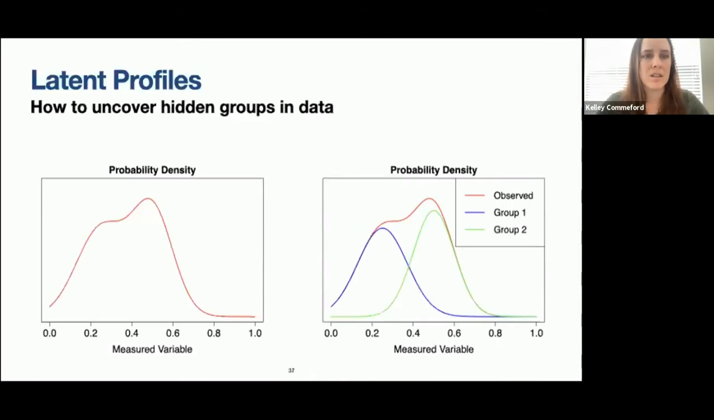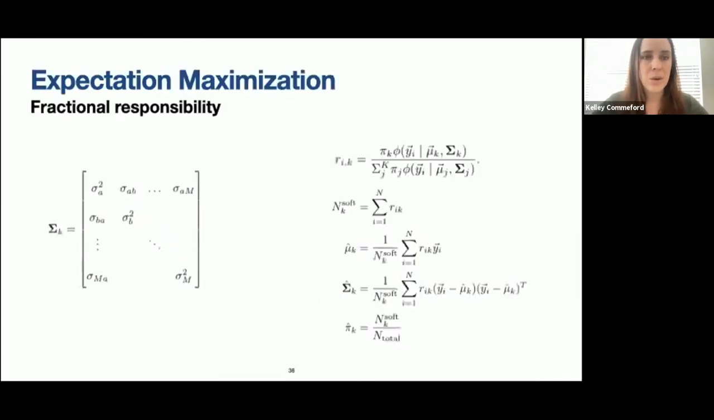So what latent profile analysis does is it helps us uncover hidden groups in our data. So if, say, we measured a variable and it gave us this red curve on the left, latent profile analysis says, hang on, I think there's actually 2 hidden groups inside this data. Let's figure out what those groups are. So the way that this works is using an expectation maximization algorithm and assigning fractional responsibility. So we're going to try to break that down a little bit because I know this looks really scary.